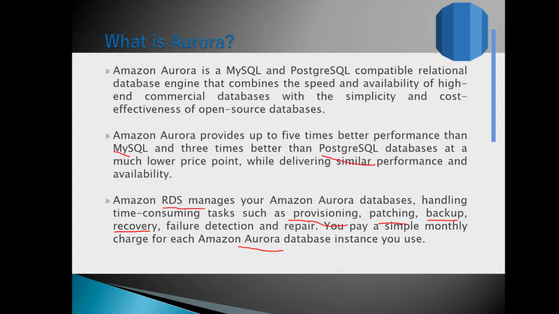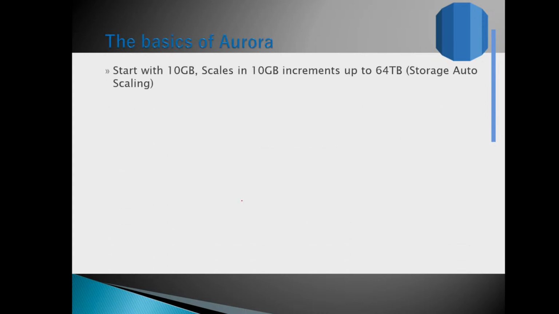But Aurora does not come in the free tier. It's not a free database. It's a licensed database. You have to pay to use Aurora. So, what are the basic properties or basic features Aurora provides?